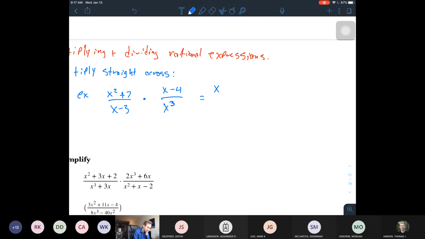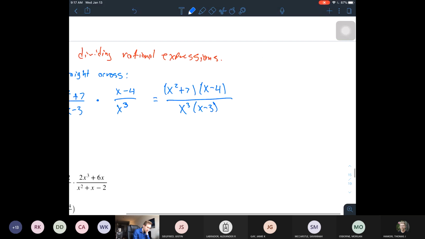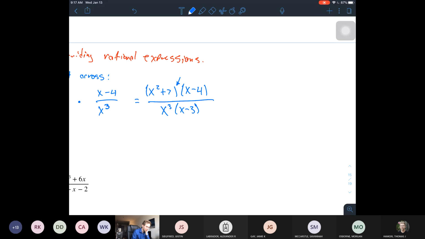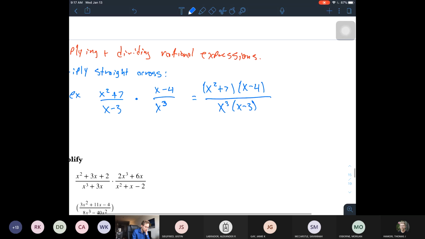We're going to have to write it like this: x squared plus 7. We have to multiply the whole numerator of the first fraction by the whole numerator of the second fraction, so we should have it in parentheses. We can't just multiply x squared times x and 7 times negative 4. We have to do something special. We call it foiling. So don't forget to FOIL when we multiply rational expressions.